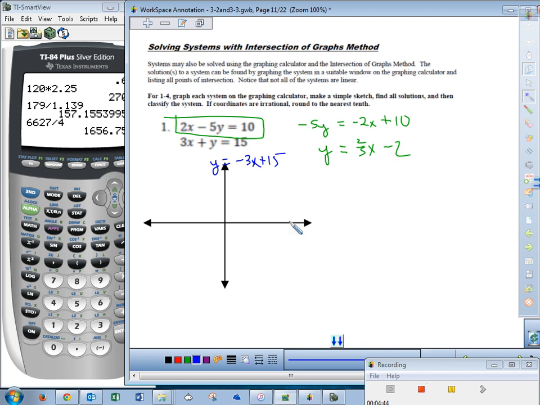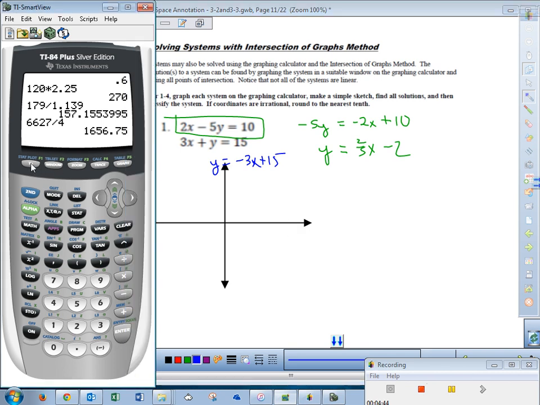Now I want you to think, before we even punch these in, will they intersect in one place, an infinite amount of places, or no places at all? How would you know if they were in no places at all? They'd be parallel with the same slope. Are those parallel with the same slope? If it was infinite, they'd be the exact same equation both times. It's not. Shouldn't we get one answer to this?